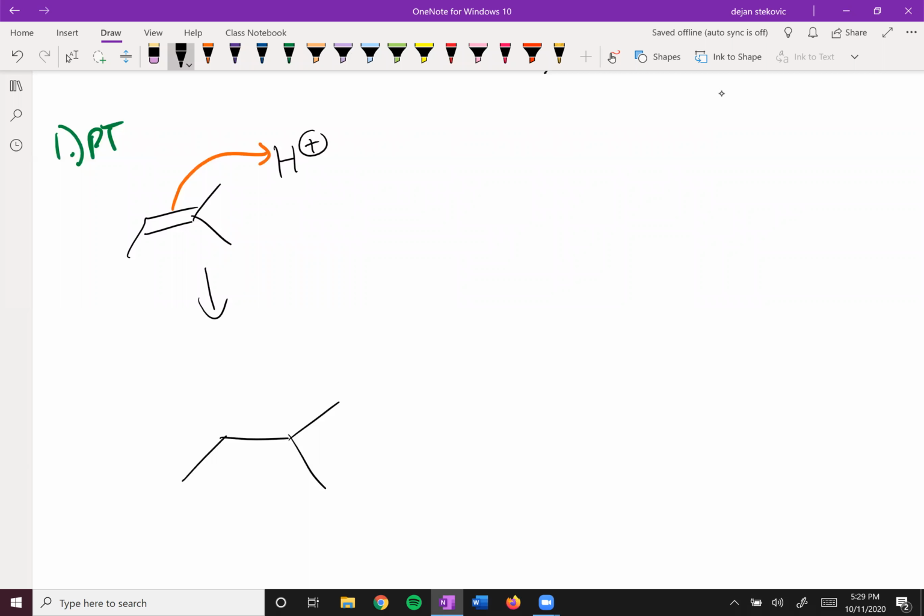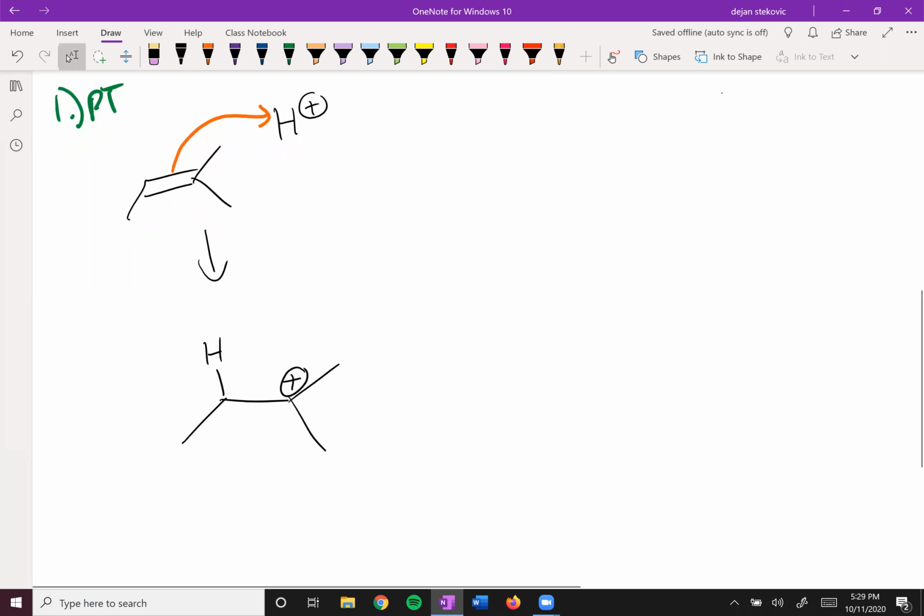And then if we think about the proton transfer, it's going to leave a positive charge somewhere, right? It could leave a positive charge on the carbon on the left or the carbon on the right. The carbon on the right is the tertiary carbon, and so it will be the one that forms this carbocation, and so the hydrogen will add to the left side. After this, we have a molecule of water nucleophilically attack our carbocation.